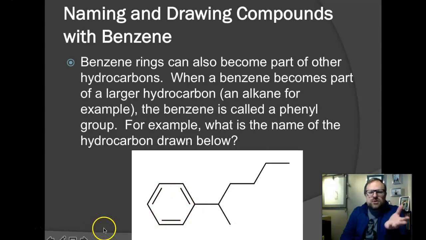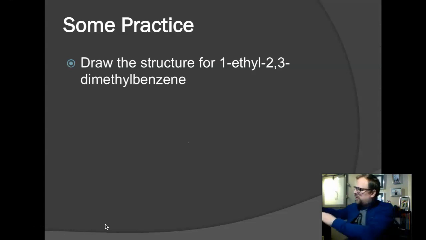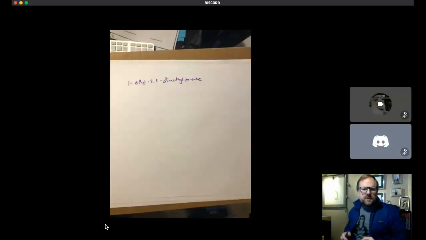This becomes 2-phenyl hexane. Okay, so let's do an example here, and I'm going to switch over. We're going to draw the structure for 1-ethyl-2,3-dimethyl benzene. I'm going to write this down. Okay, and I'm going to switch my camera over, and you guys are going to get to see what we're doing with my horrible writing.